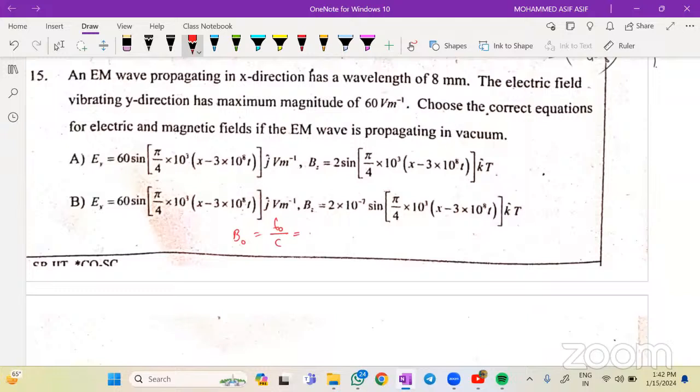E naught की वैल्यू कितनी है बेटा in the problem right now? Electric field में दे रखा है maximum magnitude of vibrating, the electric field दे रखा है 60. The magnitude मतलब E naught. B naught मतलब E naught divided by C, यानी 60 divided by 3 into 10 to the power of 8, यानी this one is 2 into 10 to the power of -7 Tesla. This is the value of your B naught, 2 into 10 power minus 7 Tesla.